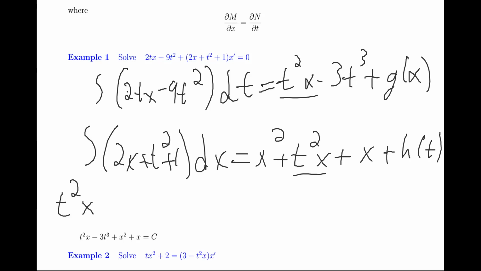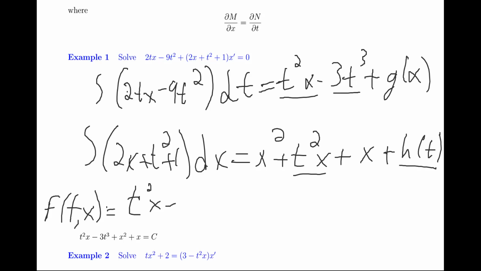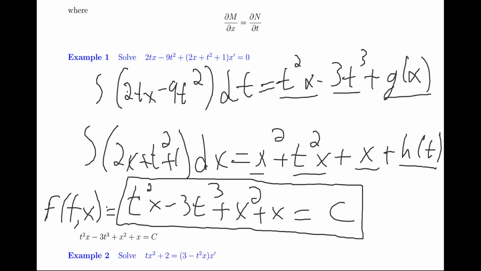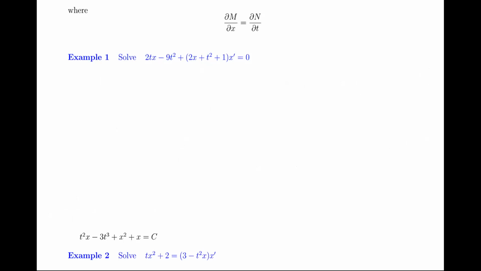So our f of t, and in fact, here's what I'll do, I'll write that out a little bit more clearly. Our f of t comma x is equal to t squared x, and then plus some function of t, so let's write a minus 3t cubed, plus some function of x, which is x squared plus x. And all of this is equal to some constant c as our solution. All right, which we get here. Okay. Let's do a couple more examples.